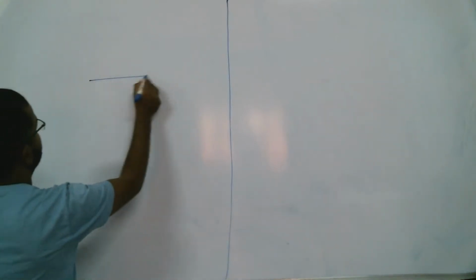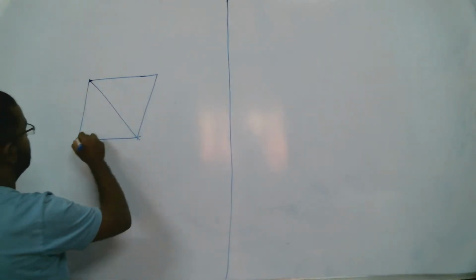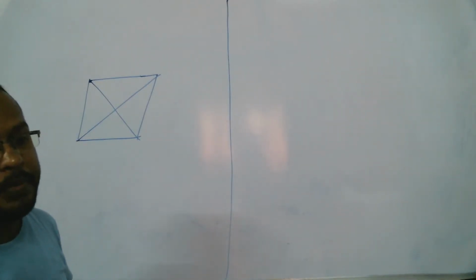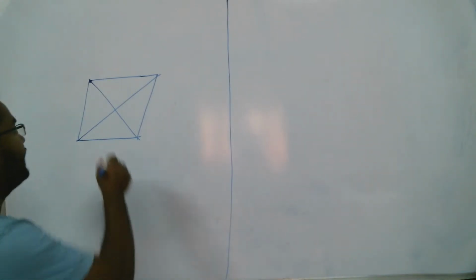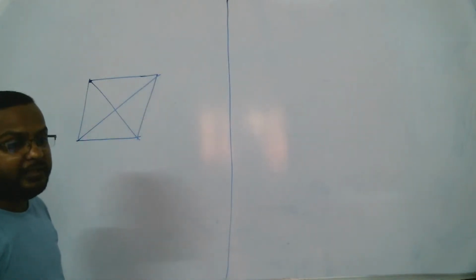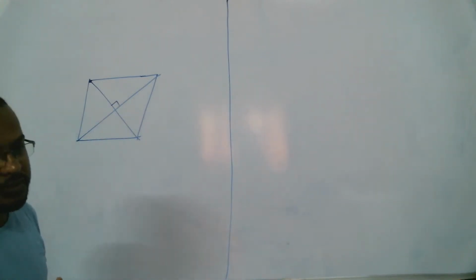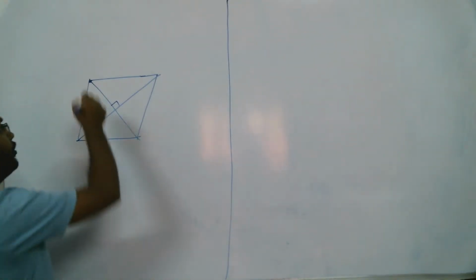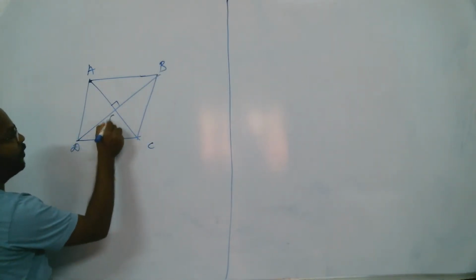So the rhombus was there. In this rhombus, the diagonals are there. What they are telling is, the diagonals of a rhombus are perpendicular bisectors of each other. These are the diagonals. So these diagonals are perpendicular bisectors of each other. When they are bisecting, the angle between them is 90 degrees. So for that, how to prove it? Let us name it as A, B, C, D, and this point as O.